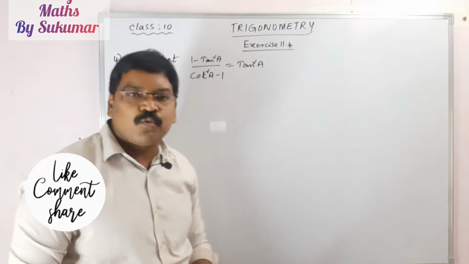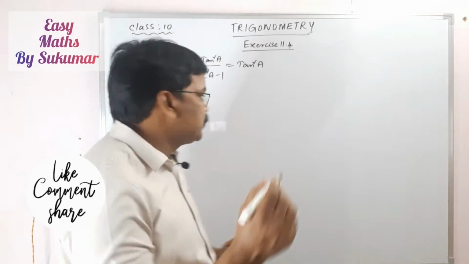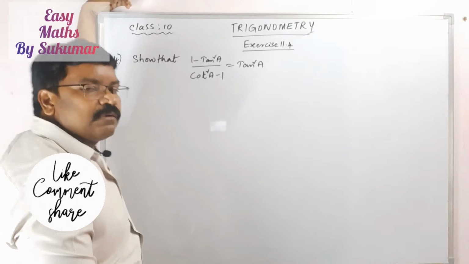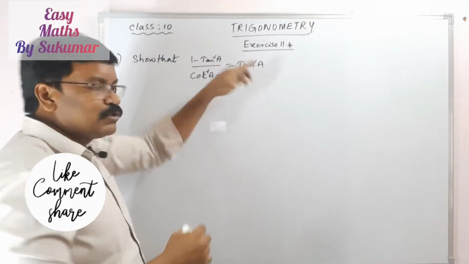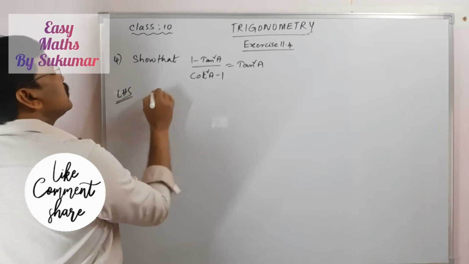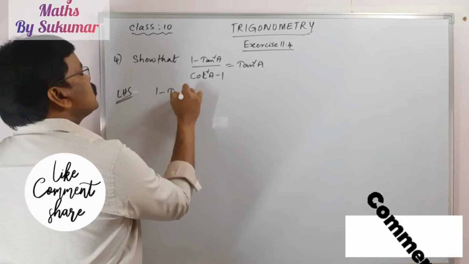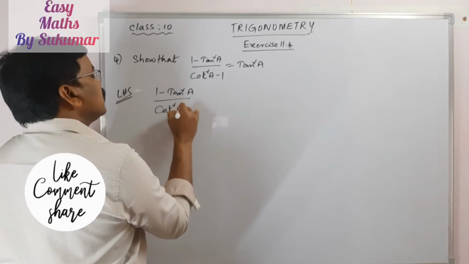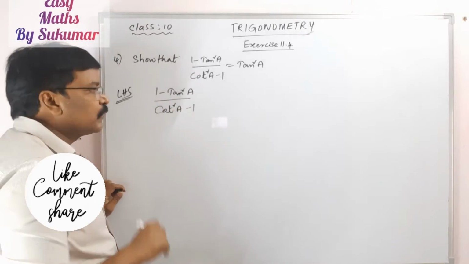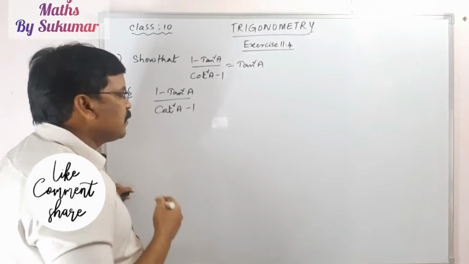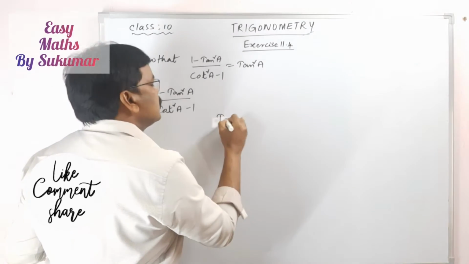In exercise 11.4 for AP board students, please look here. Show that (1 minus tan square A) by (cot square A minus 1) is equal to tan square A. Right, take the LHS here. What is LHS? (1 minus tan square A) by (cot square A minus 1). Look here, my dear students.